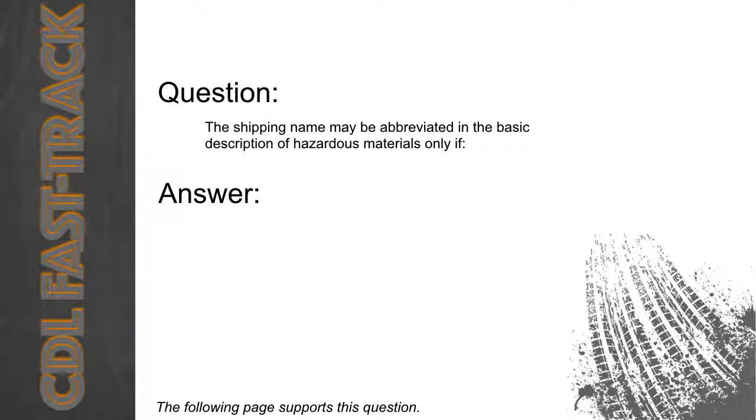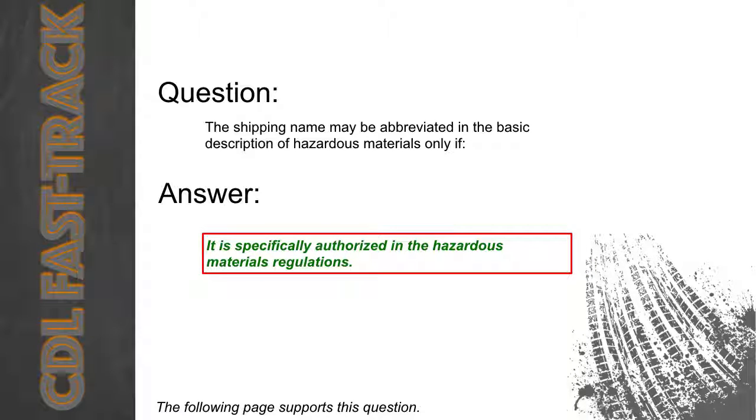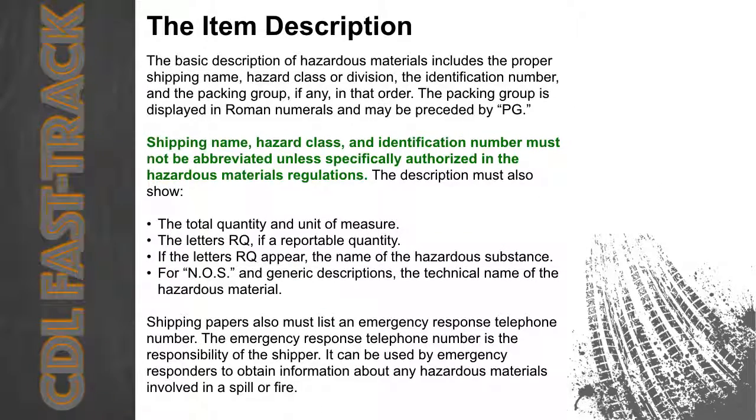The shipping name may be abbreviated in the basic description of hazardous materials only if authorized. The basic description of hazardous materials includes the proper shipping name, hazard class or division, the identification number, and the packaging group, if any, in that order. The packaging group is displayed in Roman numerals and may be preceded by PG. Shipping name, hazard class, and identification number must not be abbreviated unless specifically authorized in the hazardous materials regulations.